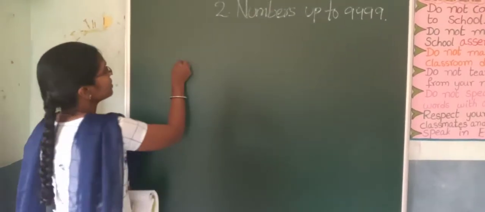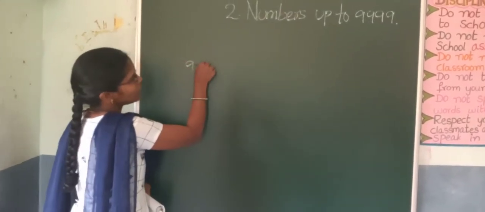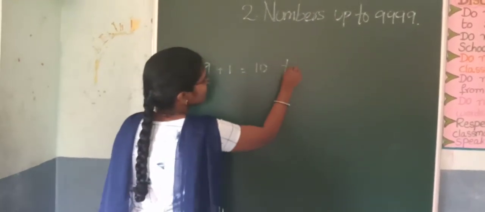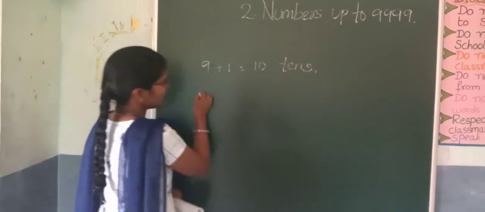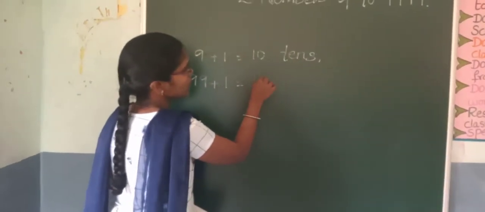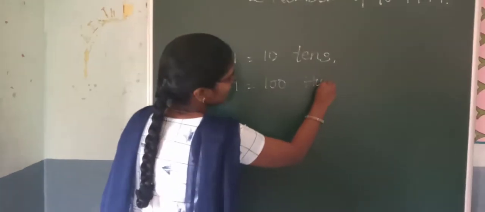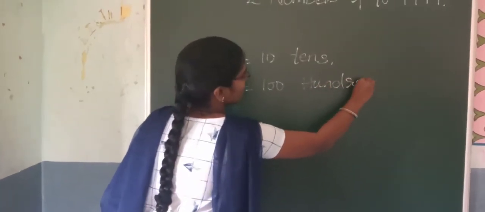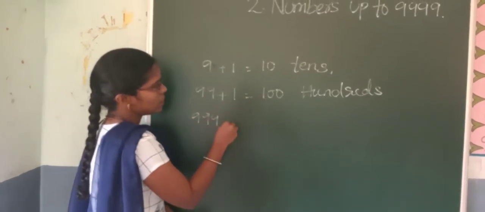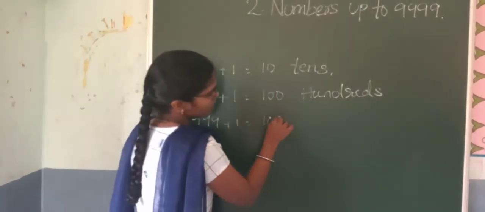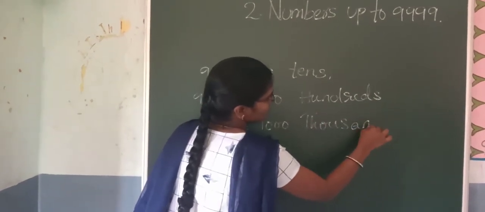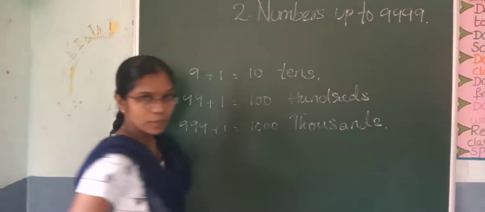When you are adding, suppose you have 9 and you are adding one more, it will be tens. Now again, 99 is there and again you are adding one more, it will be hundreds. Now 999 plus 1 becomes 1000. It will be thousands. So when you are making it, it will be in the boxes.